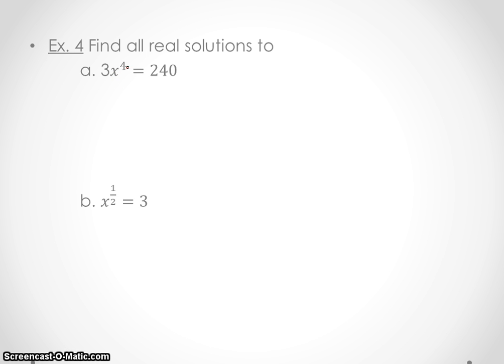So this 3 is not being taken to the fourth power, so we need to get that 3 out of there. So since this is 3 times x to the fourth power, we need to get rid of the 3 by dividing on each side by 3. And therefore we would have x to the fourth power. 240 divided by 3, well, 24 divided by 3 is 8, so that would be 80 over here.